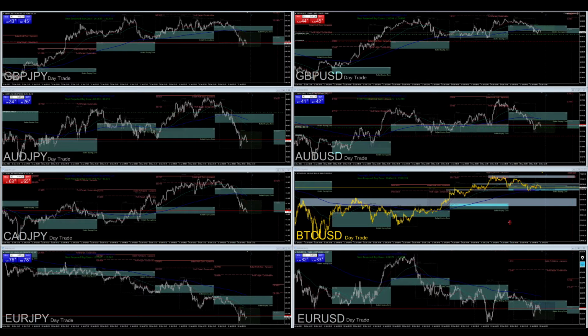Taking a look at Bitcoin. Bitcoin's kind of stuck between support and resistance right now, but overall, it's a dollar move. So if we see strength in the dollar, which is weakness in the dollar pairs, then we should see Bitcoin break support as well.